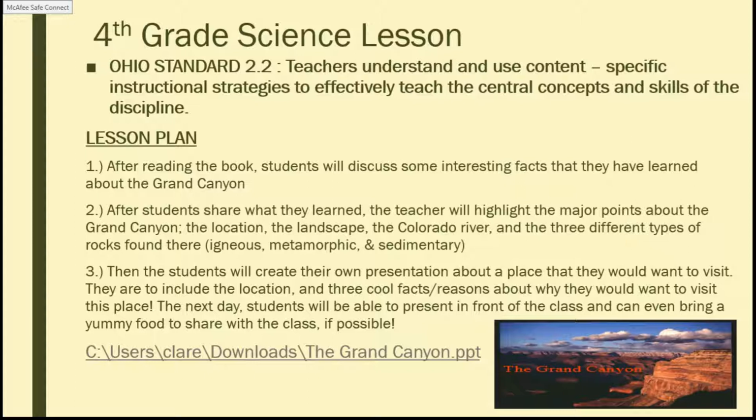After the students share what they learned, the teacher will highlight some of the major points about the Grand Canyon, including the location, the landscape, the Colorado River, and the 3 different types of rocks found there: igneous, metamorphic, and sedimentary. Then after this, the students will create their own presentation about a place that they would want to visit. They are to include the location and 3 cool reasons about why they would want to visit this place. The next day, students will be able to present in front of the class and can even bring a yummy food from that specific place to share with the class if possible.